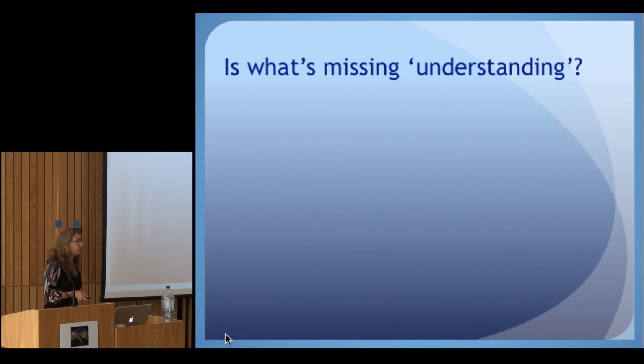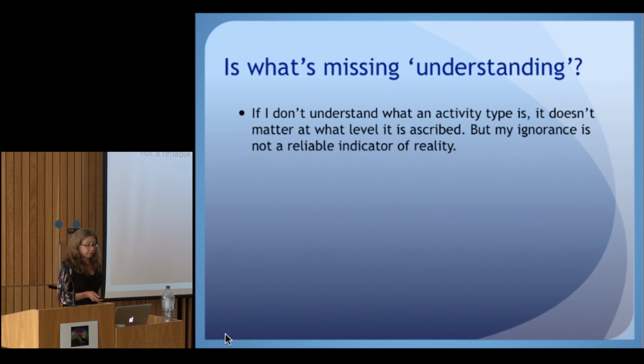Okay, you might say, well, what's missing is something like understanding. And here the response is basically, well, if I don't understand what an activity type, a process type, is, it doesn't matter at what level it's ascribed. So in other words, to go back to Sober's example of the planets rotating and the atoms in the planet rotating. Now, obviously, if you ask me, in virtue of what is the planet rotating, and you say, well, in part because its atoms are rotating and there are forces on the mass and so forth. I mean, it has to be more complicated than that, but we're just focusing on the part-whole relationship here.